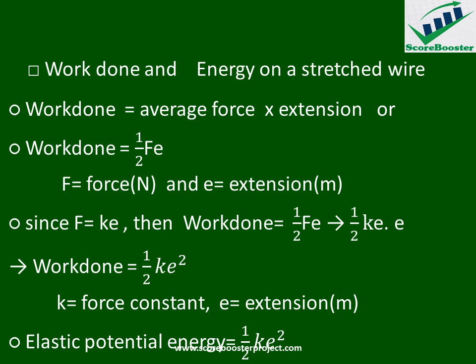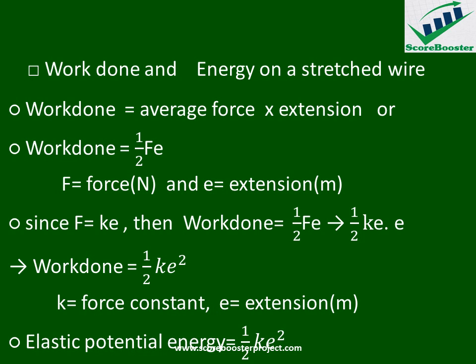Now, in summary of what we've done so far, we are able to define elasticity as the ability of a material to regain its shape after deformation. Then we proceeded to Hooke's law, where we said Hooke's law states that the deformation of an elastic material is directly proportional to the applied force, provided the elastic limit is not exceeded. Then from Hooke's law, we are able to get the formula for the force constant, which is K equals F over E. Then from there, we are able to get the equation connecting two different forces and their extensions together as K equals F1 over E1, which is also equal to F2 over E2. Then we are also able to derive the expression for the original length of a wire.